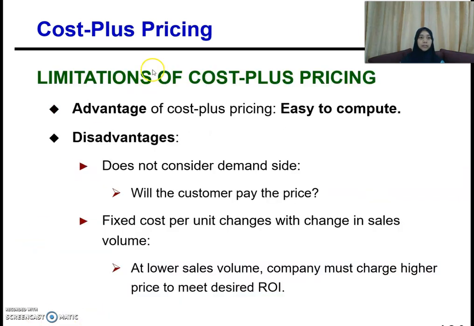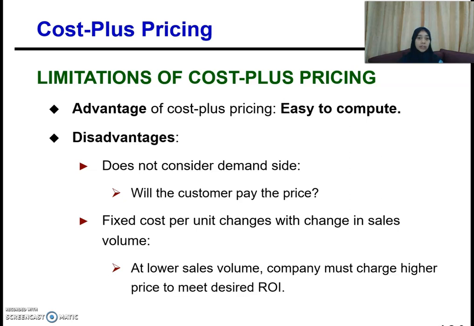Okay, there are also limitations of cost plus pricing. The advantage of cost plus pricing is that it is easy to compute. Okay, the disadvantage, it does not consider the demand side. Will the customer pay the price? So if you are using the cost plus pricing, it's like the traditional approach that I've explained earlier. That means you look at your cost only, then only you add the desired profit that you want, and then you set the selling price. But what about the customers? Are the customers willing to pay 165 ringgit just now?